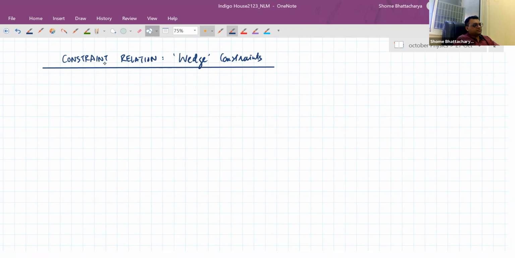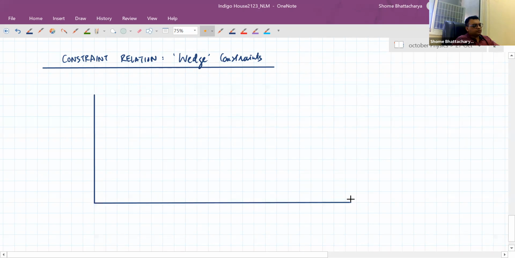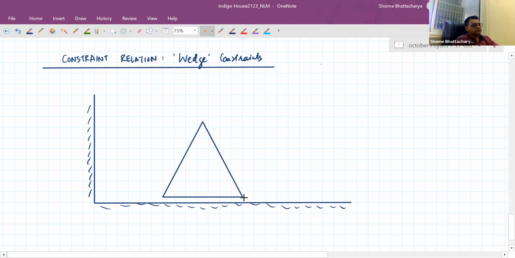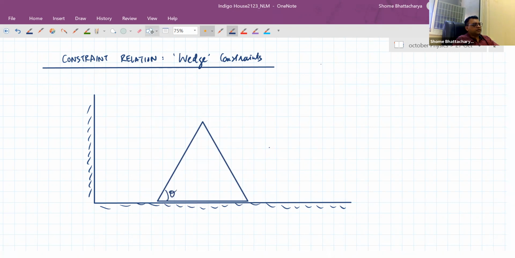So very basic example of this is something like this. Suppose we have, this is the corner of a smooth wall and a smooth floor. So this is a vertical wall which is smooth. This is a horizontal floor which is smooth. And now we have got some kind of a triangular wedge sitting on the floor. And this angle is theta. And what we also got is this.